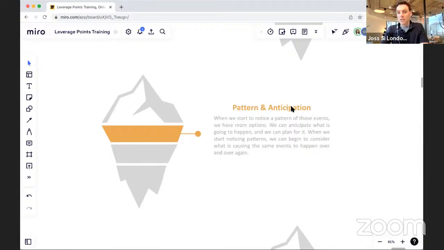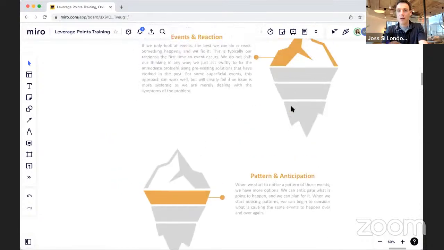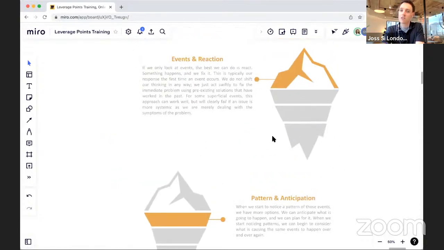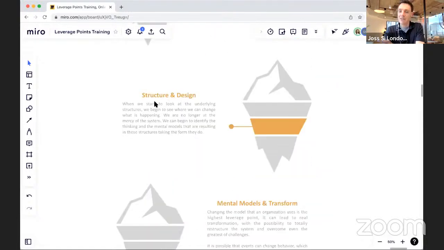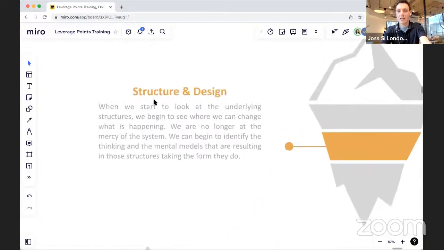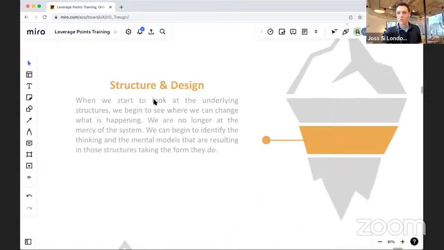So when we start to notice the pattern of those events, we have more options. We can anticipate what is going to happen and plan for it. When we start noticing patterns, we can begin to consider what is causing the same event to happen over and over again. As mentioned, this is where our traditional management resides: reacting, anticipating and planning. Down here, we're getting more to design and systems change.